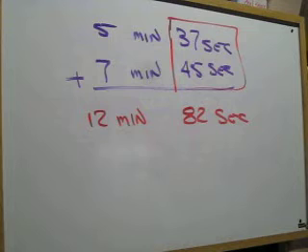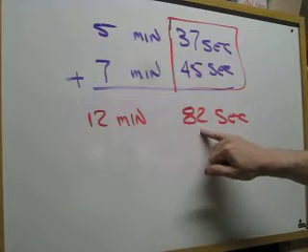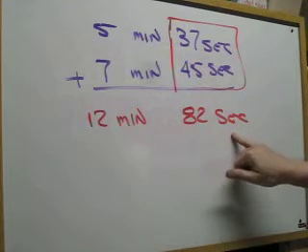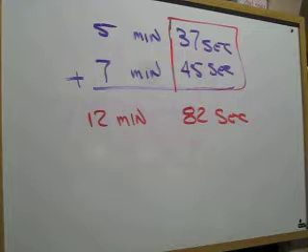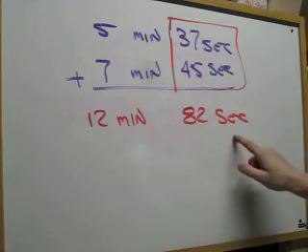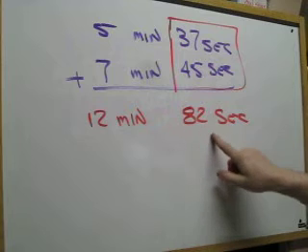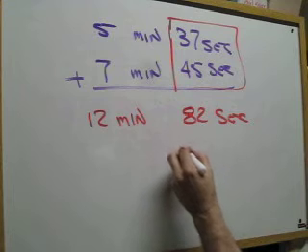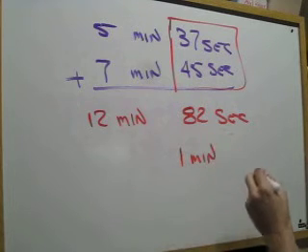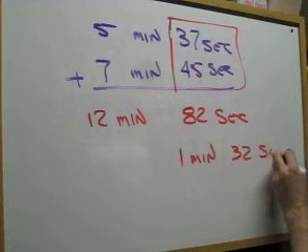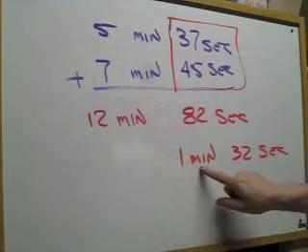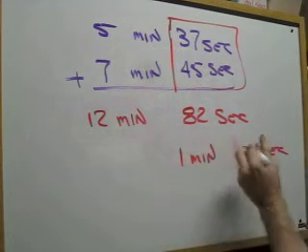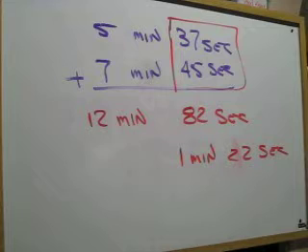But the thing about time is, we don't write this as 82 seconds. We would convert it to minutes if we could, because 60 seconds equals 1 minute. This is over 60 seconds, so let's translate this to minutes. This actually ends up being 1 minute, 22 seconds, because 1 minute is 60 seconds. I got a little carried away here.